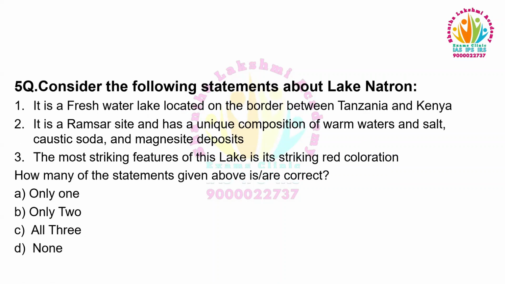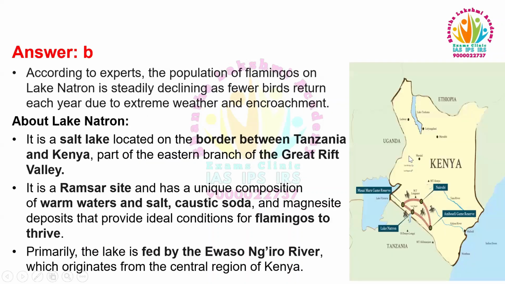Consider the following statements about Lake Natron. One, it is a freshwater lake located on the border between Tanzania and Kenya. Two, it is a Ramsar site and has a unique composition of warm waters and salt, caustic soda, and magnesite deposits. Three, the most striking feature of this lake is its striking red coloration. How many of the statements given above are correct? Only one, only two, all three, none.